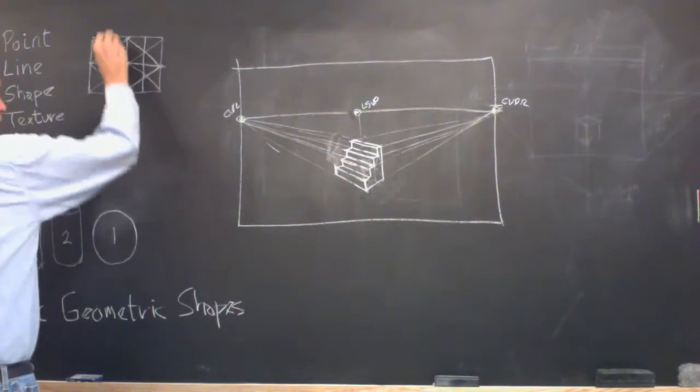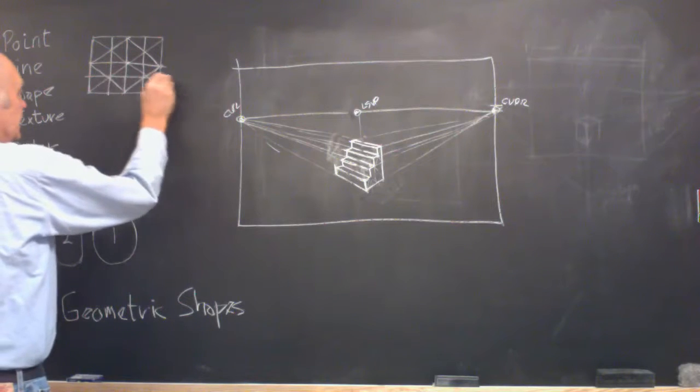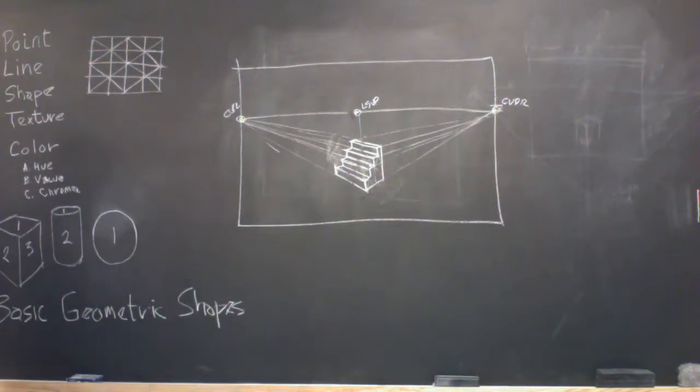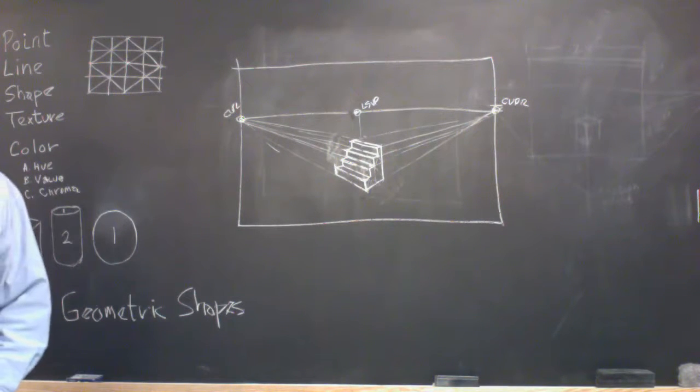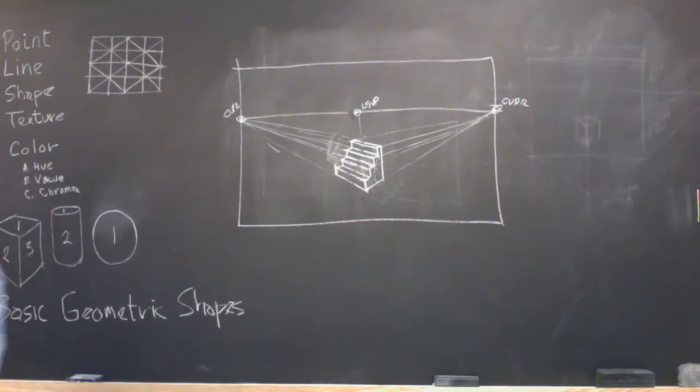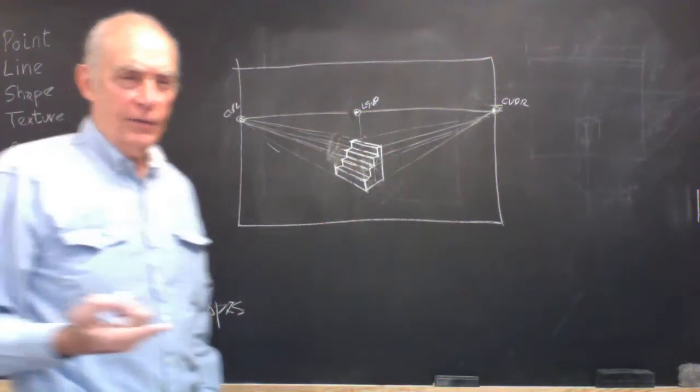So that cuts it in half, that cuts it in half, that cuts it in half. What if you wanted an odd number? What would you do?